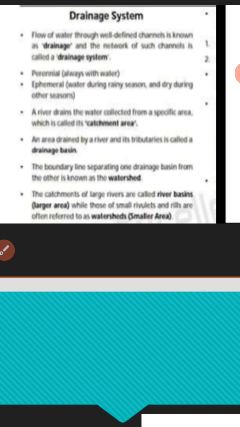Now watershed. What is a watershed? The boundary line separating one drainage basin from the other is known as a watershed. It is the boundary line which separates one drainage system or drainage basin from another. The catchment areas of large rivers are called river basins, large areas, and those of small rivulets and rills are often referred to as watersheds, or small areas.